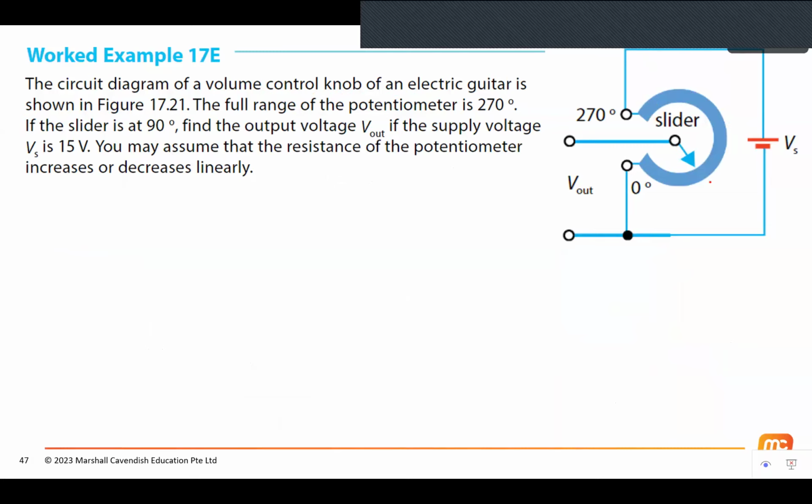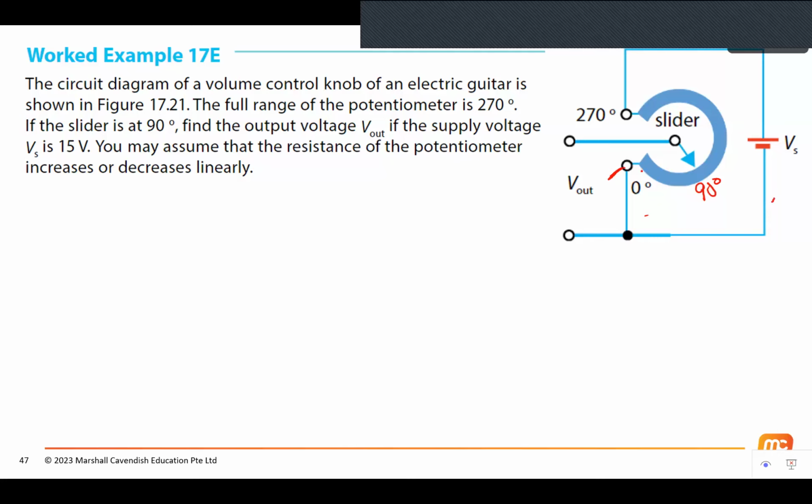But now, because it's a curve, that's why they give you the ratio of angles. So you may assume that the resistance of the potentiometer increases or decreases linearly. So this slider has a very constant resistance throughout its entire angle or entire length. Okay, so V out is over here. This is 90 degrees. My slider is at 90 degrees. So 90 degrees is to my V out.